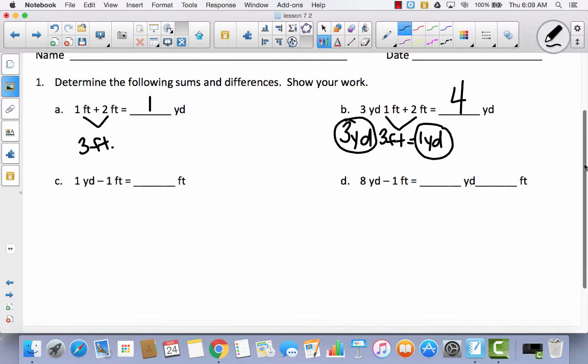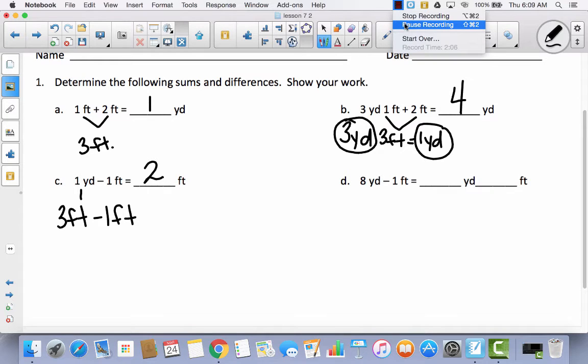Okay, so now we're going to do a little bit of subtraction. So I'm going to decompose this yard into feet. So I know that 1 yard is equal to 3 feet. So if I have 3 feet, now I can take away 1 foot, and that's going to leave 2 feet. I want you to try to do D all by yourself. Go ahead and pause the video, and then try to do it by yourself, and then come back.